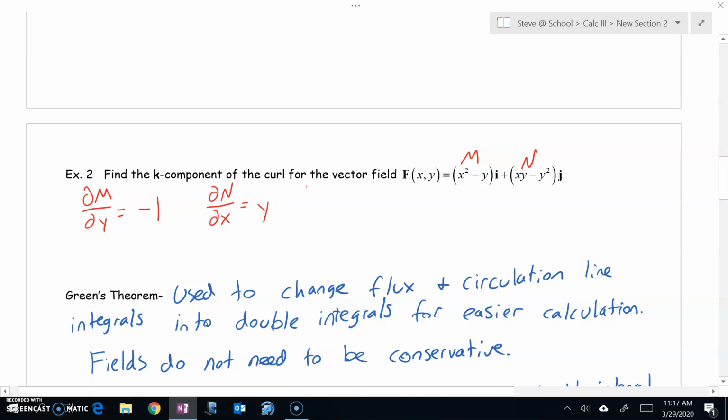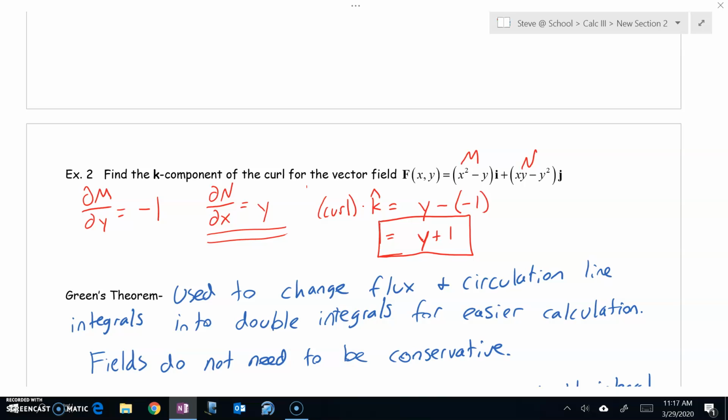And then the k component of curl, or the curl dotted with k, is equal to dn/dx, so this one first, which is y, minus dm/dy, which is -1. So the k component of curl is y plus 1, or the circulation density, if you want to call it. Okay, so that is as simple as it is to find the k component of curl and also the divergence that we did earlier. Again, divergence will be used with the flux equation. K component of curl will be used with the circulation equation for Green's theorem.